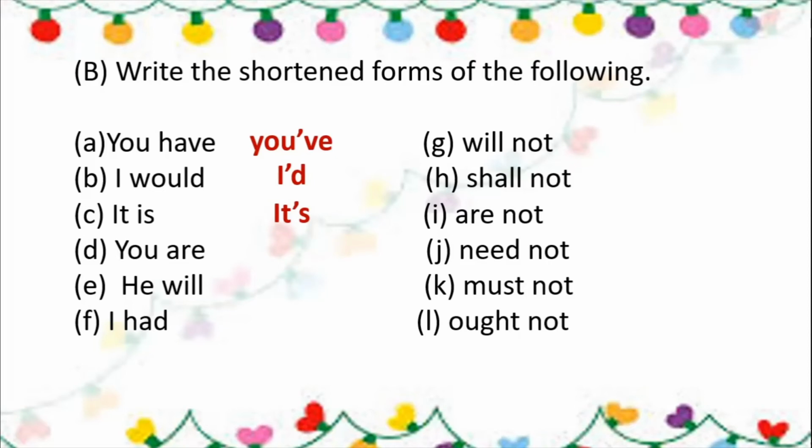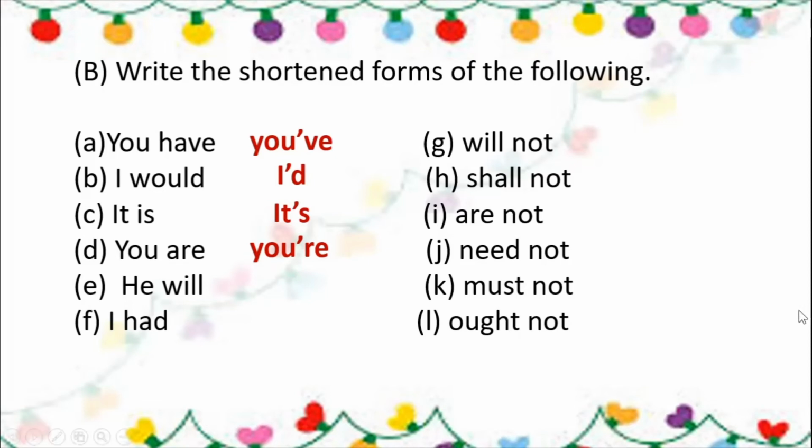Then you have you are. You are is you're. Remember the spelling. Many times you write it by mistake. Instead of saying you're a good child, you say Y-O-U-R, your good child. So that Y-O-U-R, your, is a possessive pronoun. We have learnt it. Okay? This is you are in the shortened form.